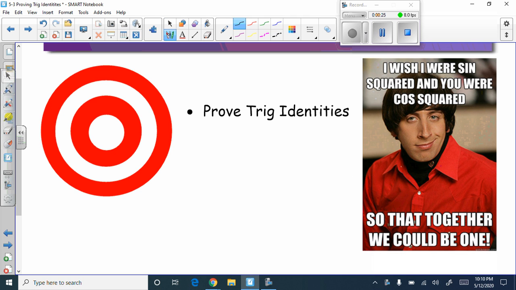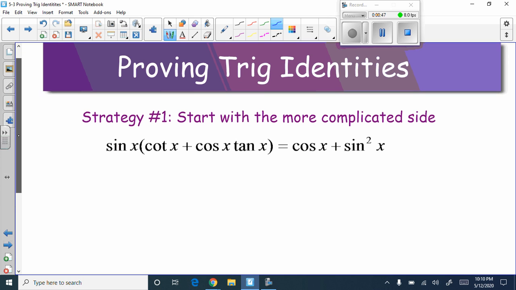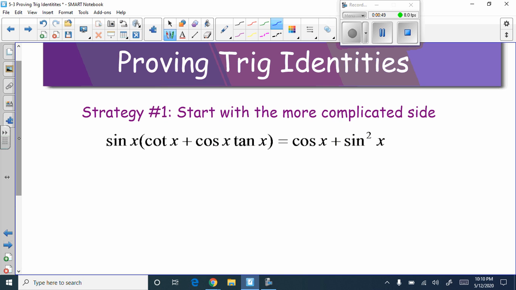So what we're going to be doing is proving trig identities. Now that word prove might scare you. We're not doing two-column proofs like we did in geometry, but we are trying to verify that the identities are equal to each other. I'm going to give you some suggestions along the way, some strategies to work with, but by all means, these strategies don't work every single time. They're just ones that you can think of going to.